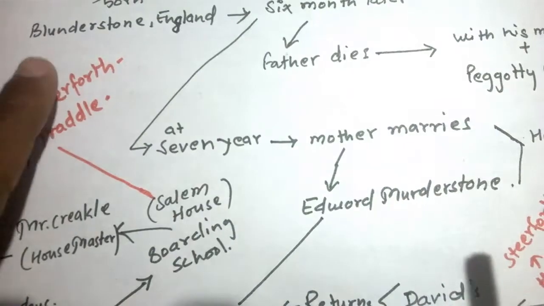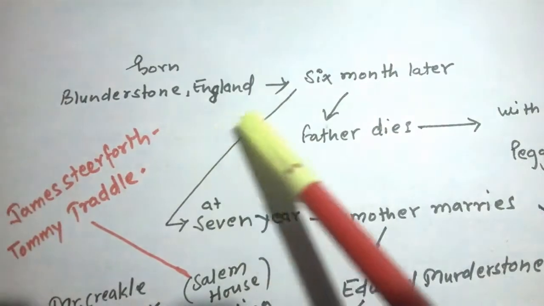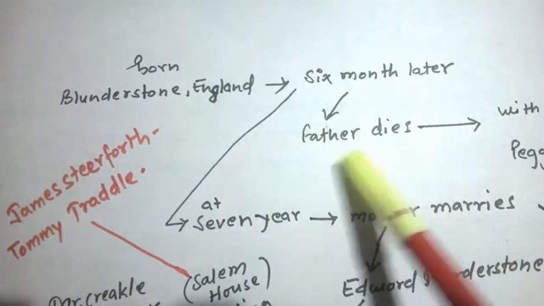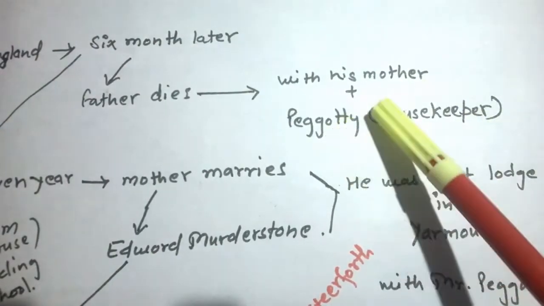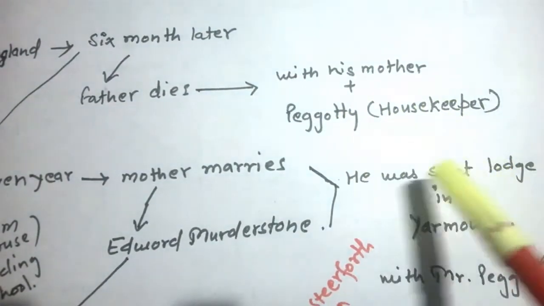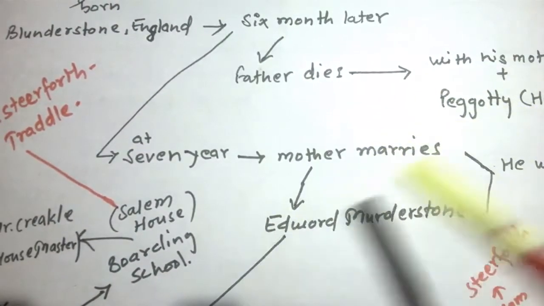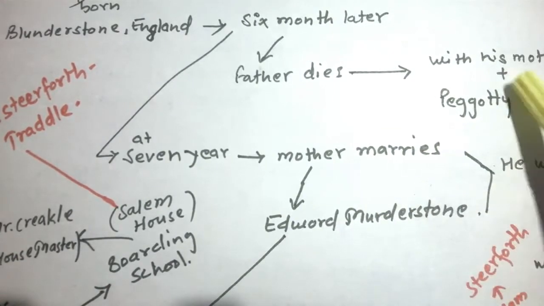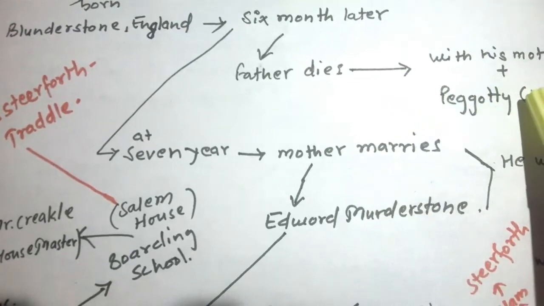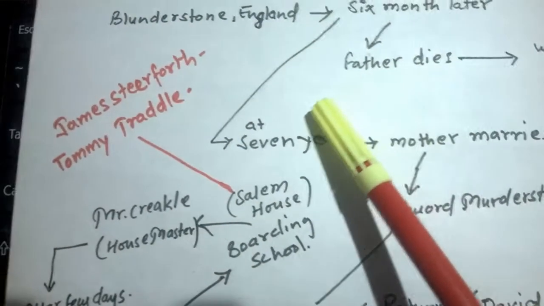Now let's talk about this story. The story begins from Blunderstone. This is a place in England. Six months later, his father dies, and now he started living with his mother. There was his mother only, and there was a housekeeper, Peggotty. So Peggotty is a character. Actually, as we discuss this story, at the same time we should keep the names of the characters in our mind, so that we should not cram them later. With the story, it will be easy to remember them later.